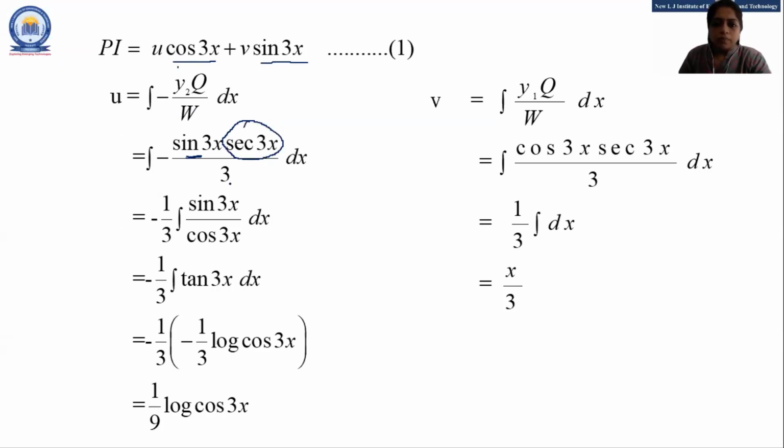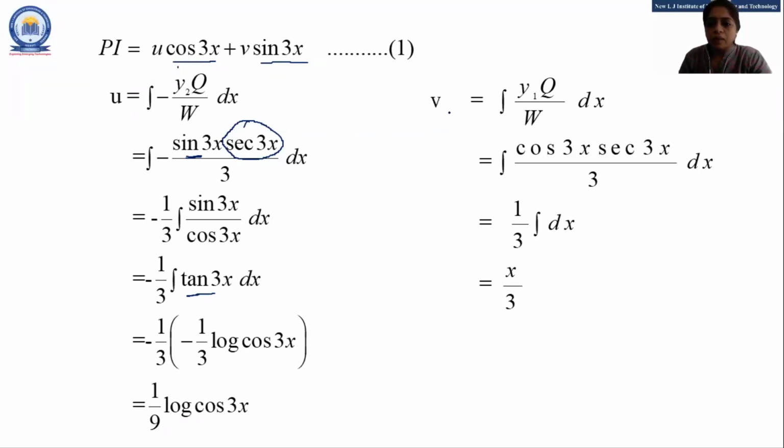Wronskian is 3. Now sec is what, students? Sec is 1 upon cos. So sin 3x upon cos 3x. I put this minus 1/3 outside of the integral. So minus 1/3, and sin 3x upon cos 3x is tan 3x. And the integration of tan 3x is minus 1/3 log cos 3x. So after simplification, my value of u is 1/9 log cos 3x.